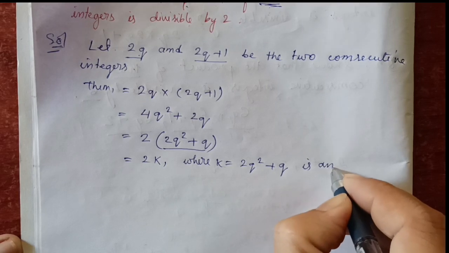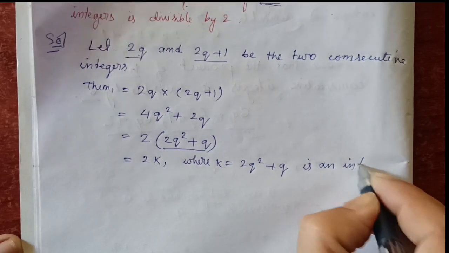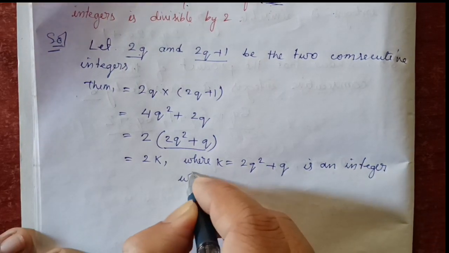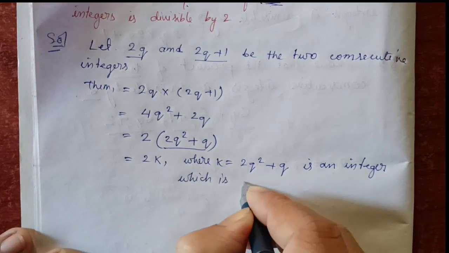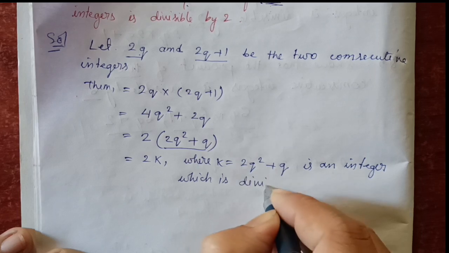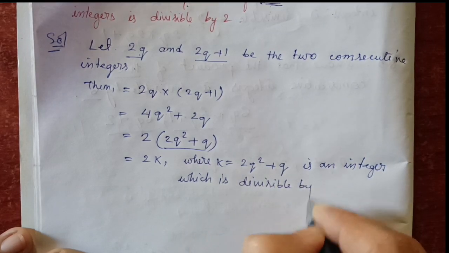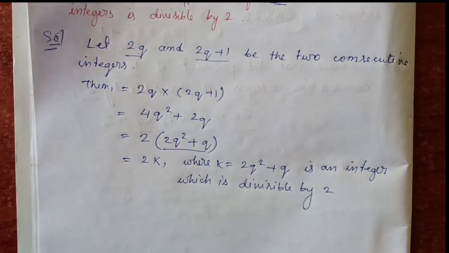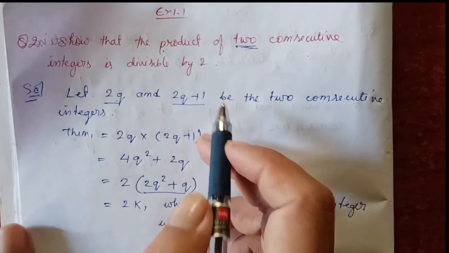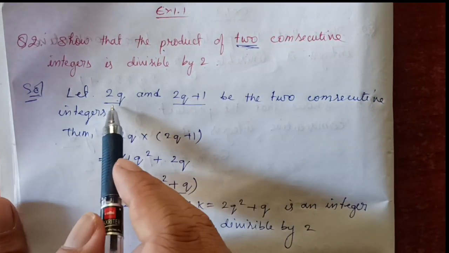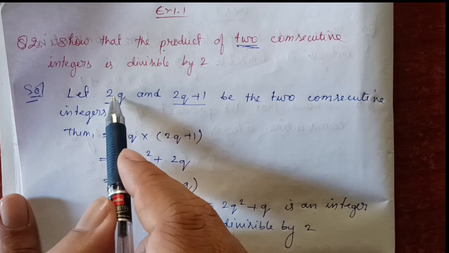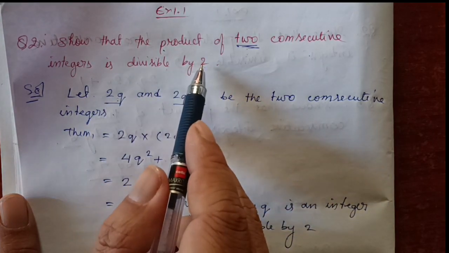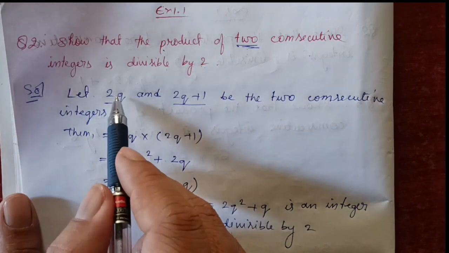is an integer which is divisible by 2. Alright, if the question says by 2, then take 2q. If it is 2, 2. If it is 3, take 3. Alright, so in our question it is only 2. That is why we take 2.